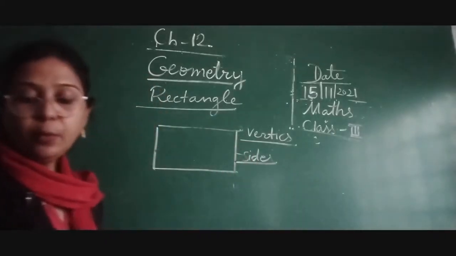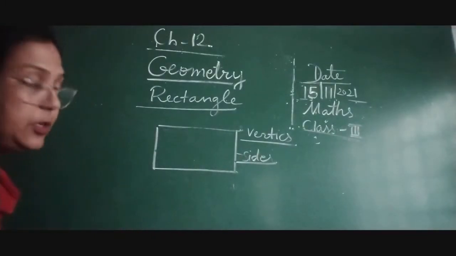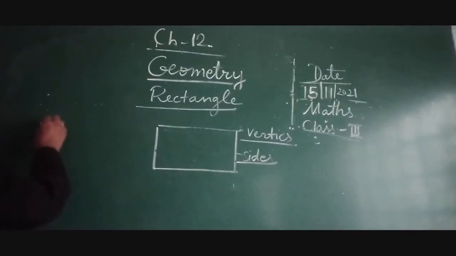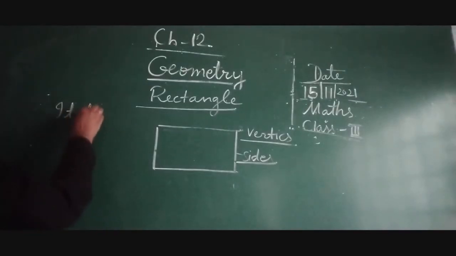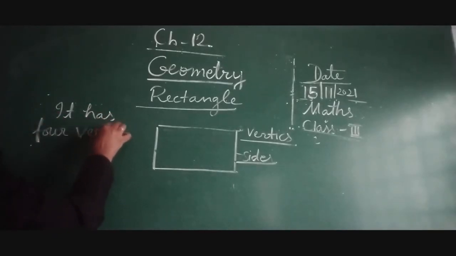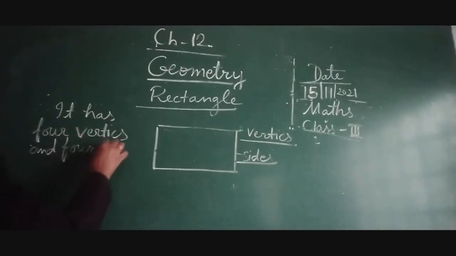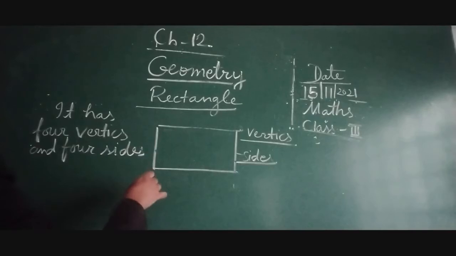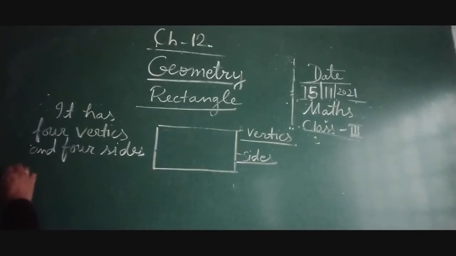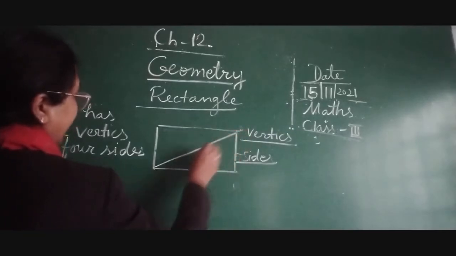So children, I am going to write a few things about rectangle. So here it has 4 vertex and 4 sides. It has 4 vertex and 4 sides, okay, and here you can see this figure represents a rectangle, and it also has 2 diagonals.